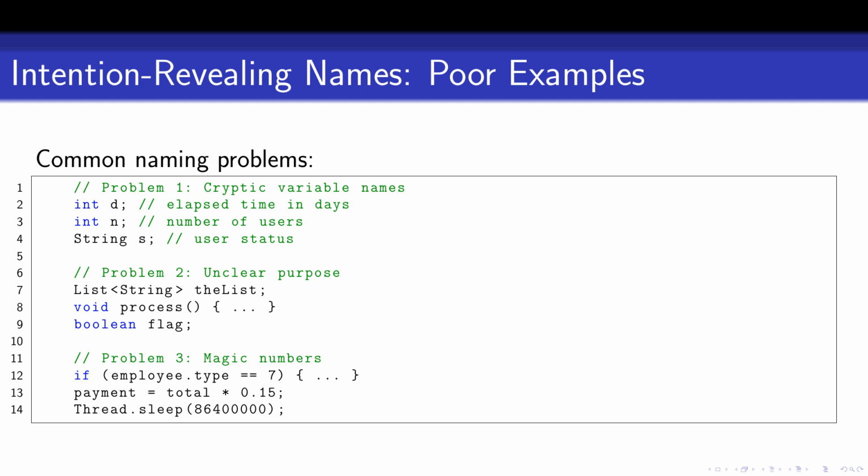And don't get me started on magic numbers. Employee type equals 7, or sleeping a thread for 86,400,000 milliseconds. What do those even mean? These are all red flags that make code harder to follow.